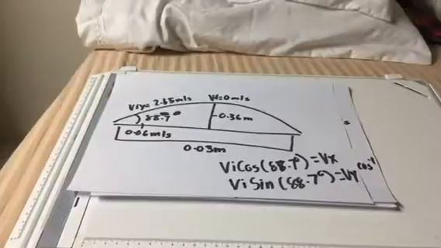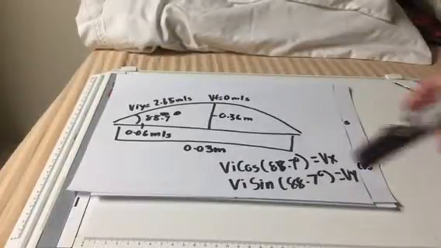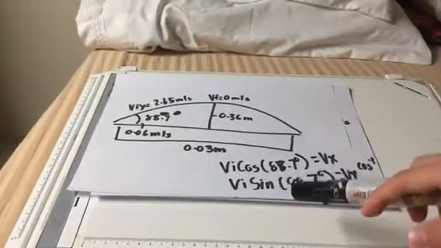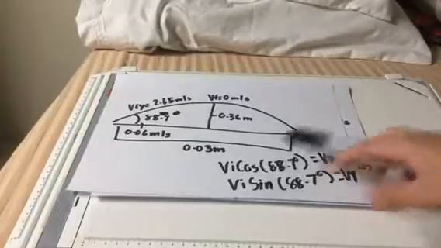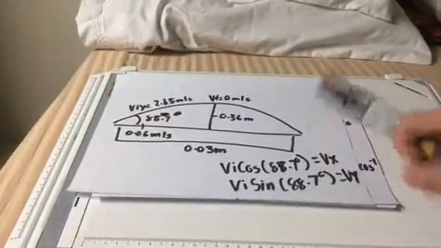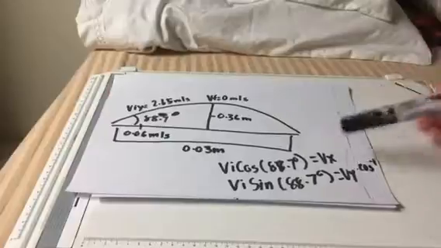Now, let's say you're given the initial velocity and an angle, but you want to solve for Vx and Vy. What you do is take the initial velocity and multiply it with cos for Vx, sin for Vy, put the angle in, and you get Vx and Vy.